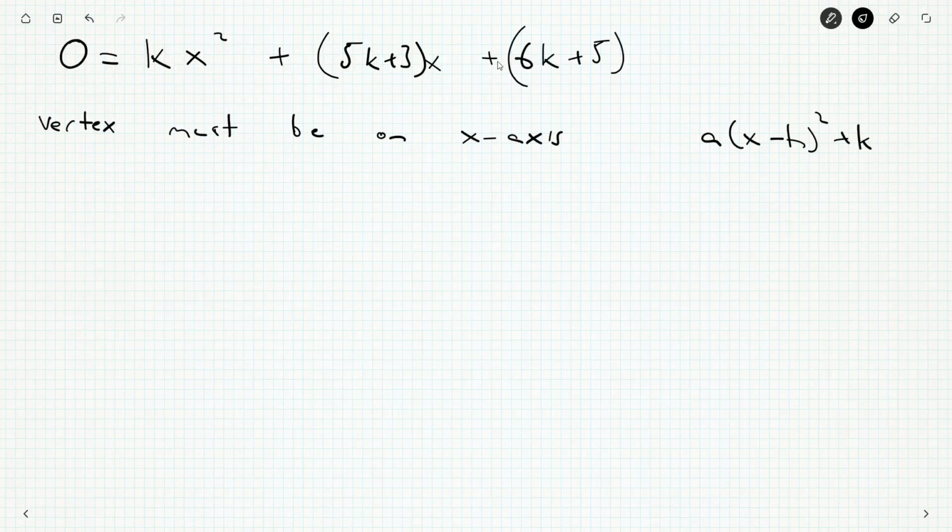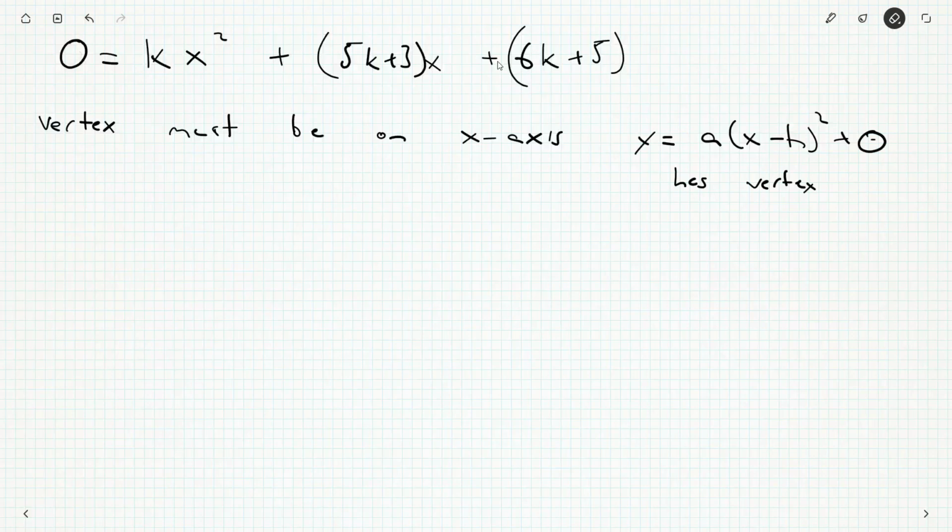Different k values, by the way. But k here is the y-coordinate, the height of our vertex. And if it's going to lie on the x-axis, then it's going to have k as 0. It's going to have 0 for our height. So this has vertex, I think I wrote a 0 here. It should technically be y. There we go. So it has vertex (h, 0).